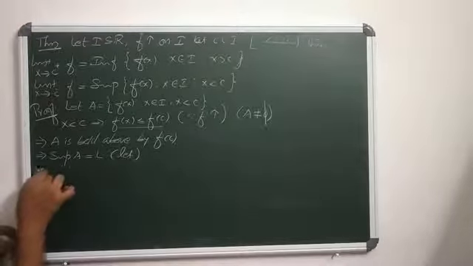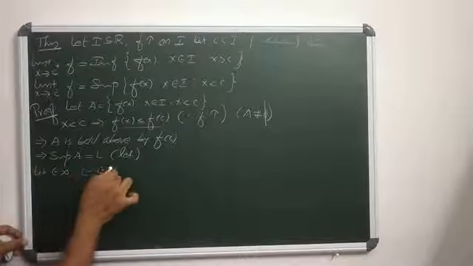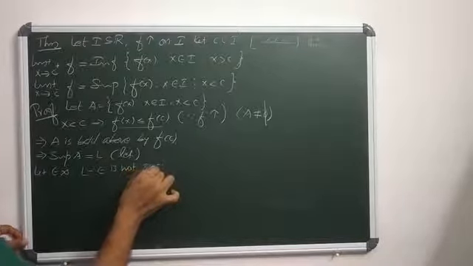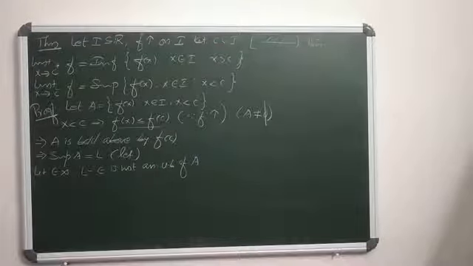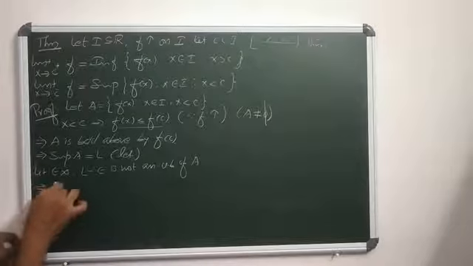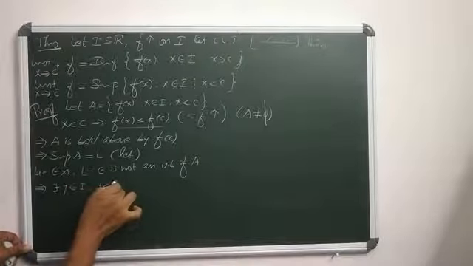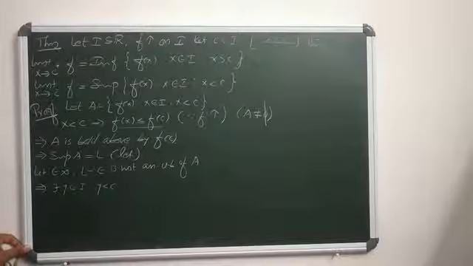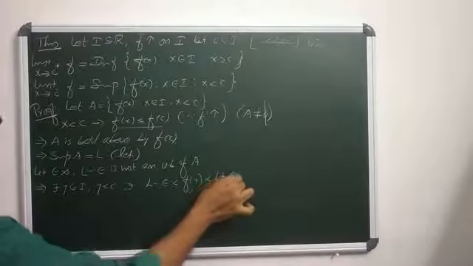Now let epsilon be positive. L is the supremum of A, the least upper bound. So clearly L minus epsilon is not an upper bound of A. Why? Because L is the supremum of A and epsilon is positive, no number less than L is an upper bound of A. Therefore L minus epsilon is not an upper bound of A. That means there exists some y in I with y less than c, such that L minus epsilon is less than f of y, which is less than L plus epsilon.